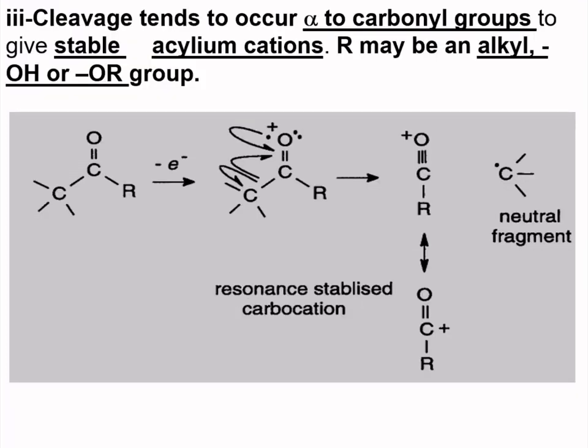In case of carbonyl compounds, cleavage occurs alpha to the carbonyl. First of all, the formation of the molecular ion occurs by loss of one of the well-known pair of electrons on oxygen, and then alpha cleavage occurs with the formation of an acylium cation. The acylium cation is resonance stabilized, therefore its abundance will be high, and it can be easily observed.